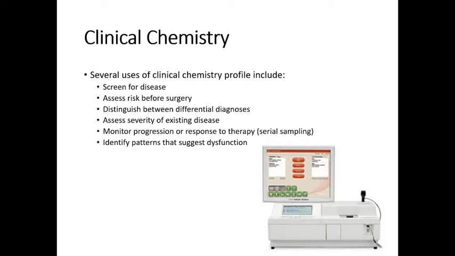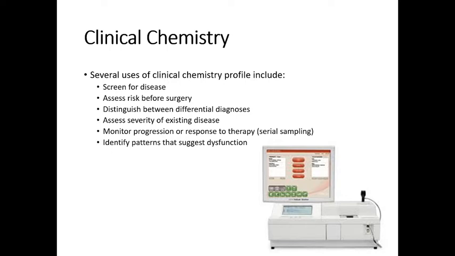So clinical chemistry is used to screen for disease, to assess risk before surgery, and to distinguish between differential diagnoses. Differential diagnoses are the possibilities of why an animal is sick. Also, if we know that an animal does have an existing disease, we can assess the severity of that disease and monitor progression or response to therapy, which means we're sampling from the pet serially, every day for a week, or every week for a month, or every month, or 3 times a year. But that is serial sampling, to see how they're progressing.